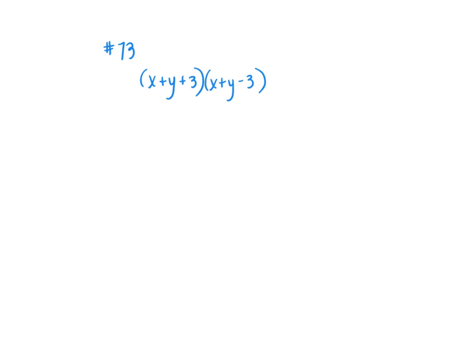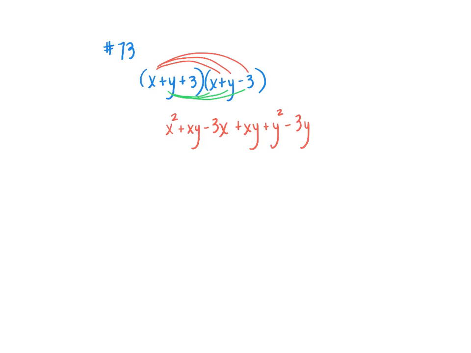In number 73, we are multiplying two trinomials, and so what you would need to do is distribute the x to that second trinomial, so that would give you x squared plus xy minus 3x. Then you're going to distribute the y to everything in that second parentheses, which would give you plus xy plus y squared minus 3y.